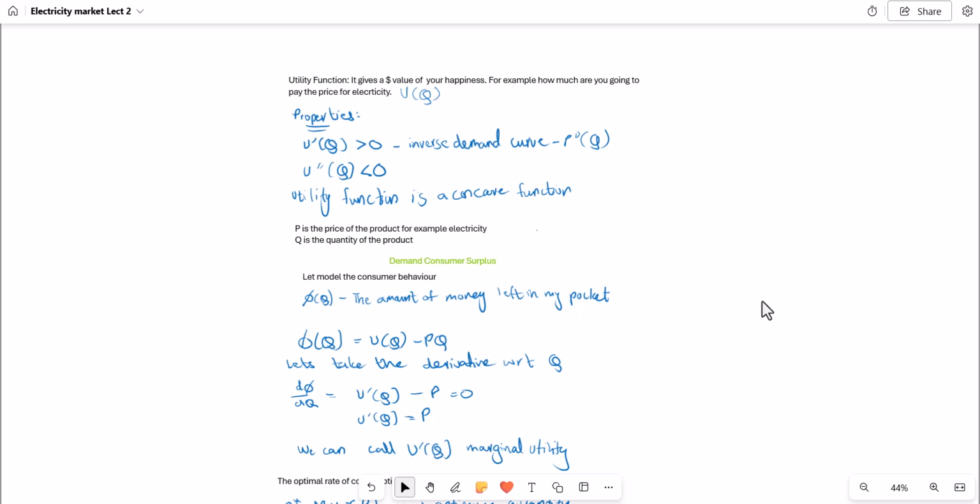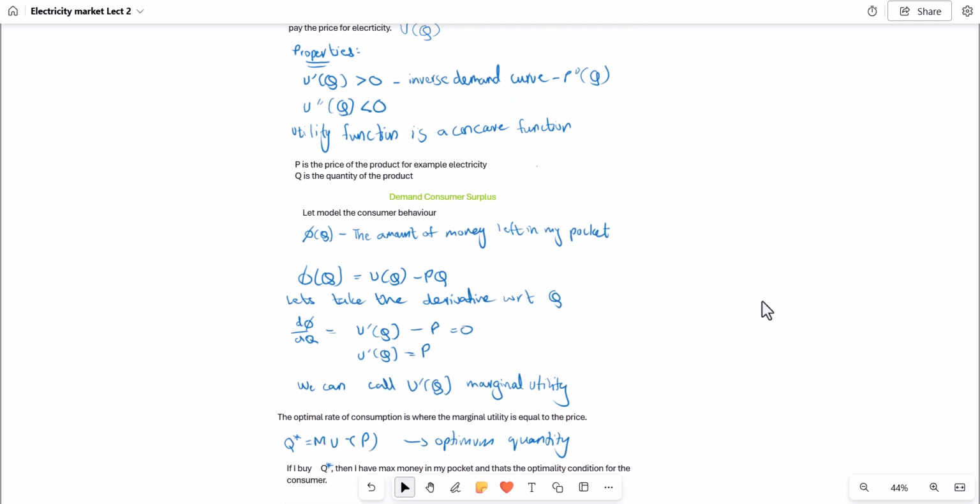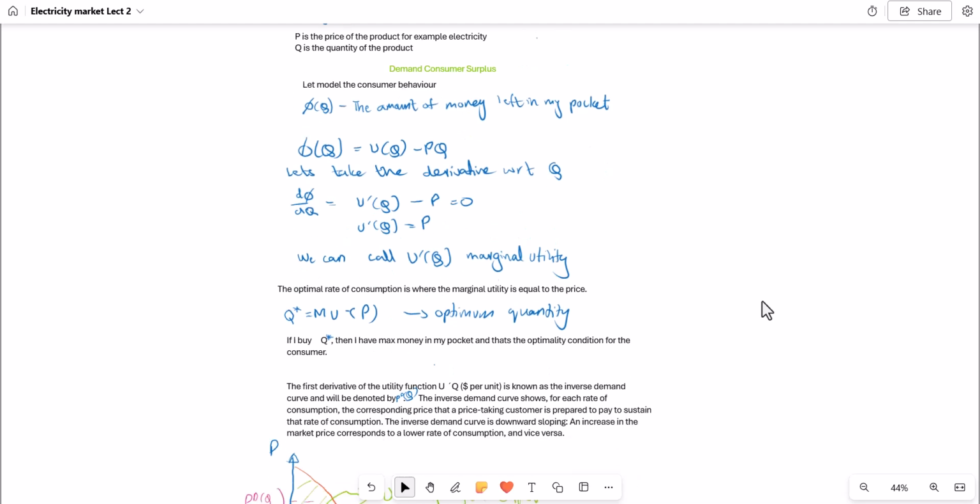Okay, and similarly P is the price of the product, for example electricity, and Q is the quantity of the product. So now coming to the demand, the consumer surplus. Let's model the behavior. As a consumer, what do you want? Your end goal will be that you have the maximum money left while buying the best quantity, or the quantity that you require. And this can be written in the equation as utility function minus P times Q, where P times Q is the product price multiplied by quantity.